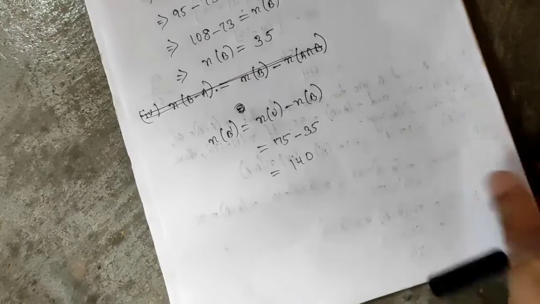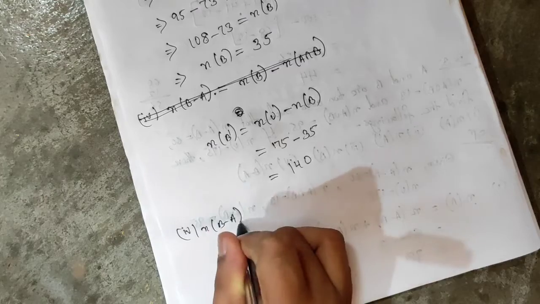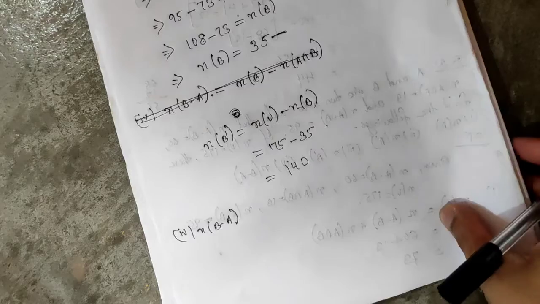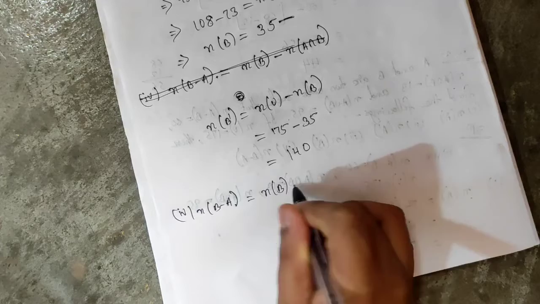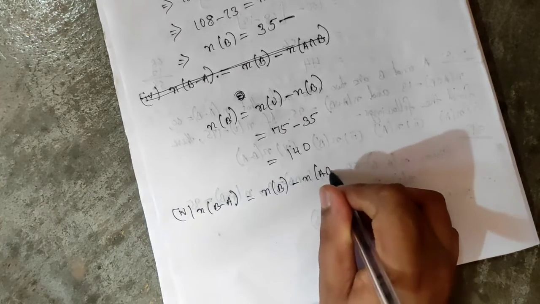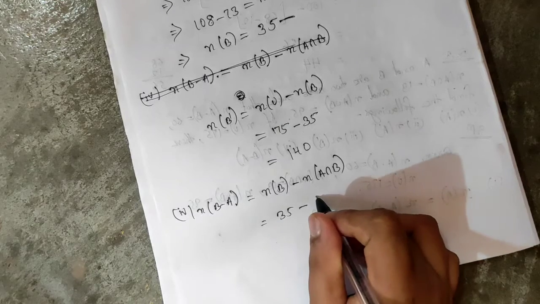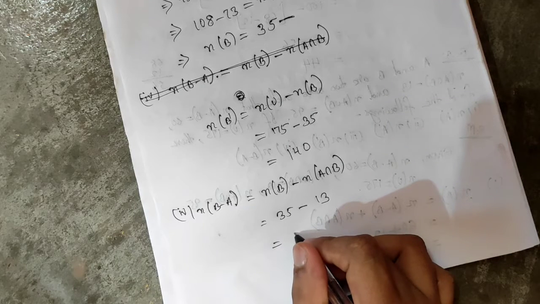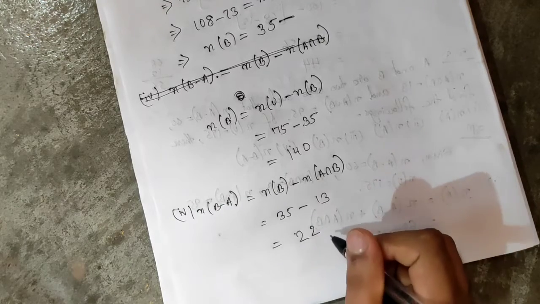Now we will go to part number 4, that is, we need to find n of B minus A. We have already found n of B equal to 35, so we will use that. n of B minus A is n of B minus n of A intersection B. We already know this formula. So n of B is 35, minus n of A intersection B, which is 13. We will get n of B minus A equal to 22.